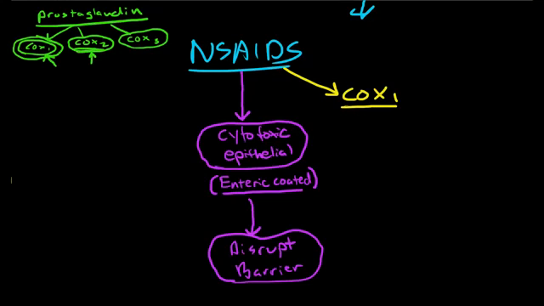The other reason appears to be that the selective COX-1 and COX-2 inhibitors don't seem to be as selective as we had originally thought. But anyways, COX-1 inhibition causes decreased mucus secretion, which disrupts the barrier. It also causes decreased blood flow to the epithelial cells.